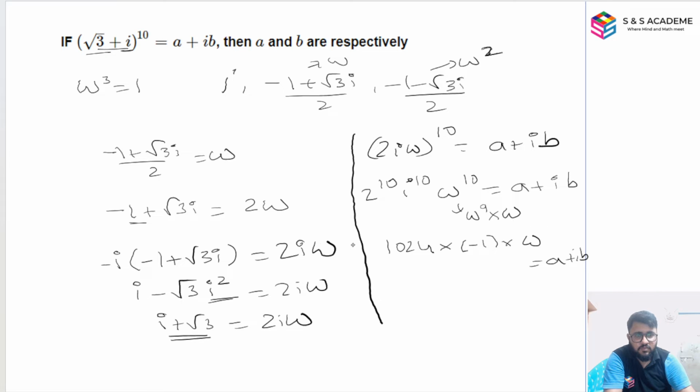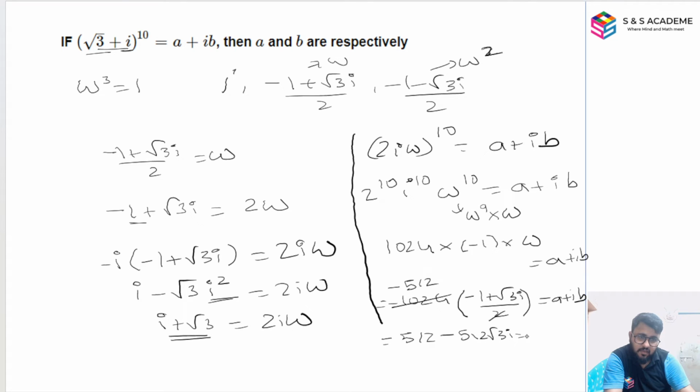Now if you substitute the value of omega here, we'll have minus 1024 into omega, which gives me minus 1 plus root 3i by 2 equals a plus ib. If I cancel this off, I have minus 512, right? So now this comes to be 512 minus 512 root 3i equals a plus ib. And now 512 is equal to a, and minus 512 root 3 is equal to b.